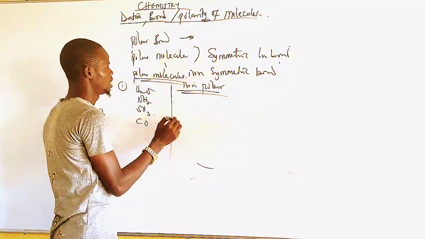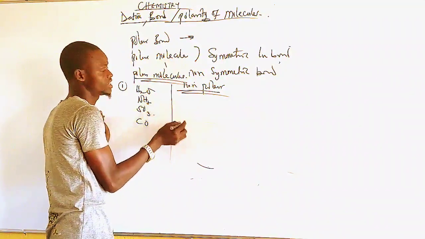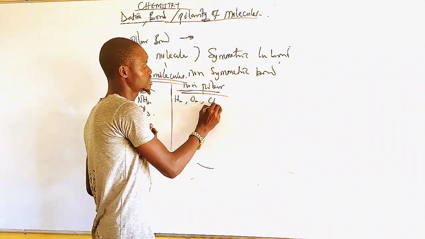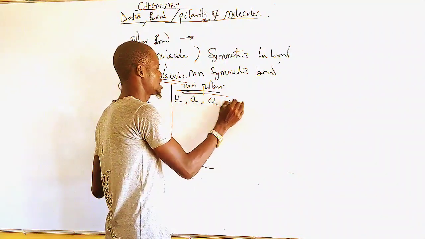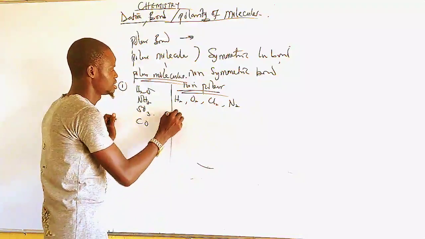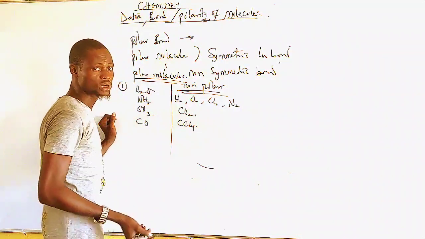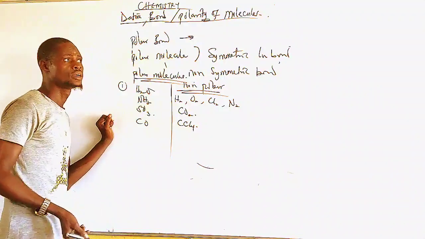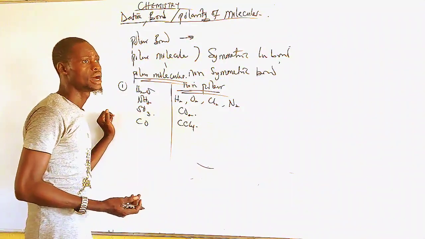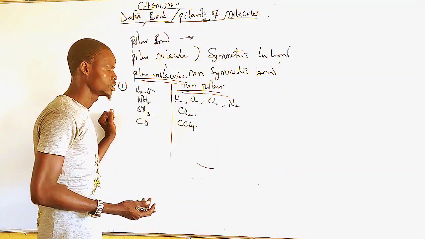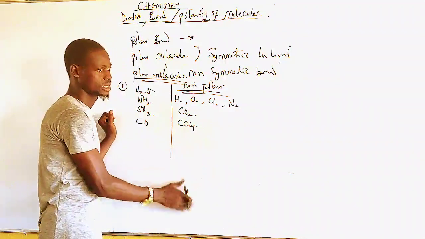Non-polar molecules: I think we have majorly all your diatomic gases: hydrogen gas, oxygen gas, chlorine gas, nitrogen gas. All these are non-polar. CO2 is non-polar. CCl4 is non-polar. Okay, the noble gases are also non-polar.